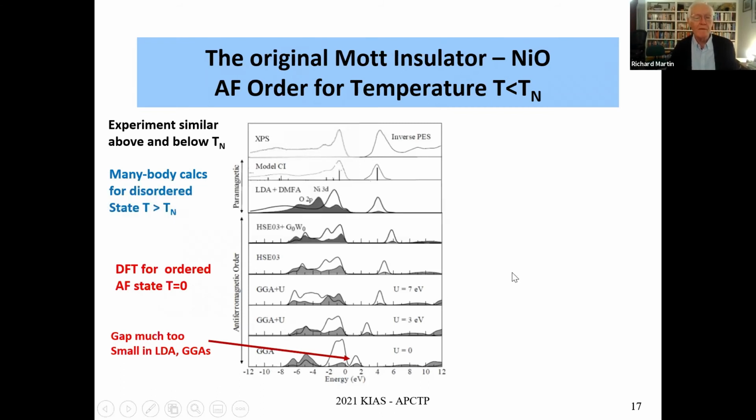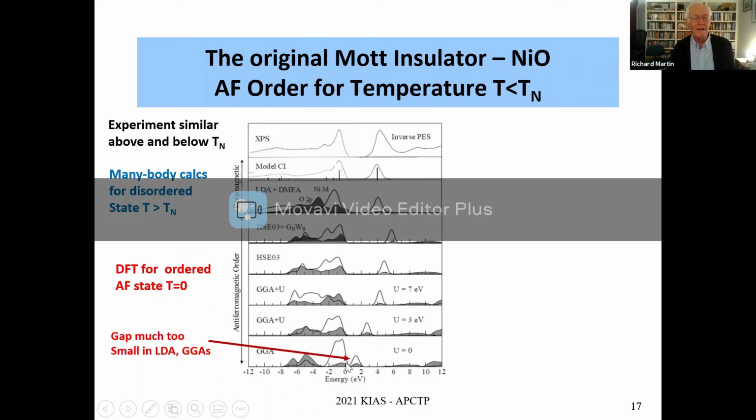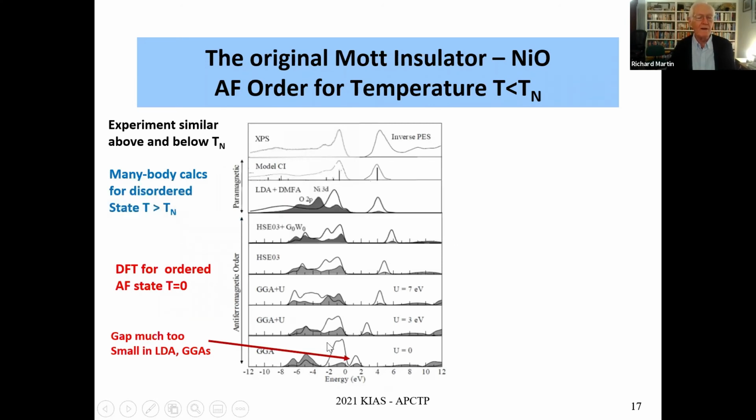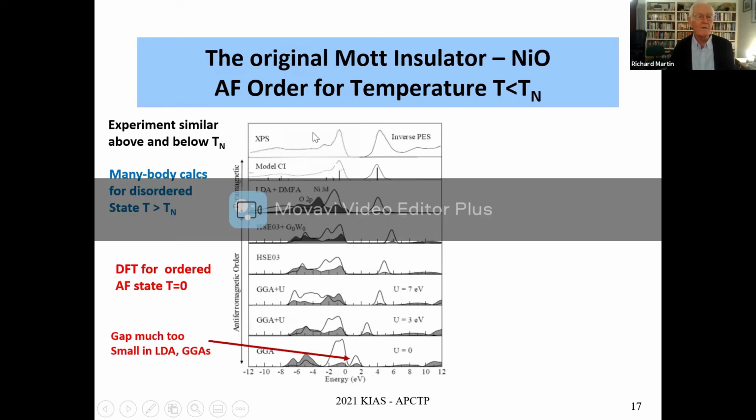So now let's see what happens if you do the good old LDA calculations. You get the usual disaster. The gap is almost zero, and it's essentially a metal. And the nickel, which is shown with the white area, and the oxygen, which is shown with the dark area, are entirely wrong. We know from many experiments that there's a lot of oxygen weight up near the Fermi energy, and the nickel weight is spread way down, away from the Fermi energy. So this is just basically wrong, and it was misleading for many years.